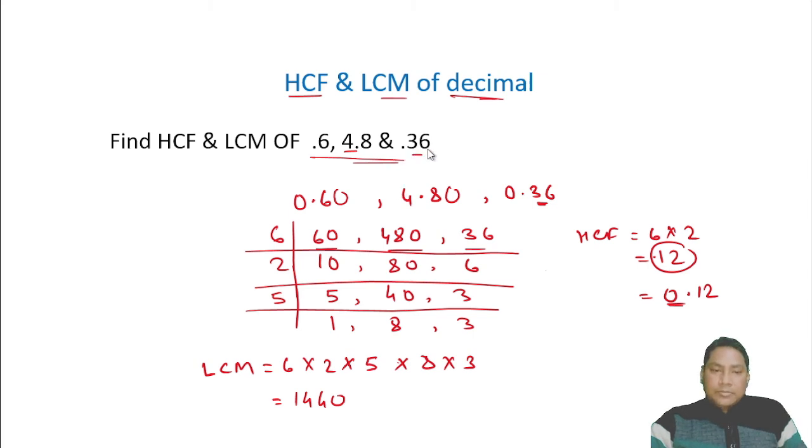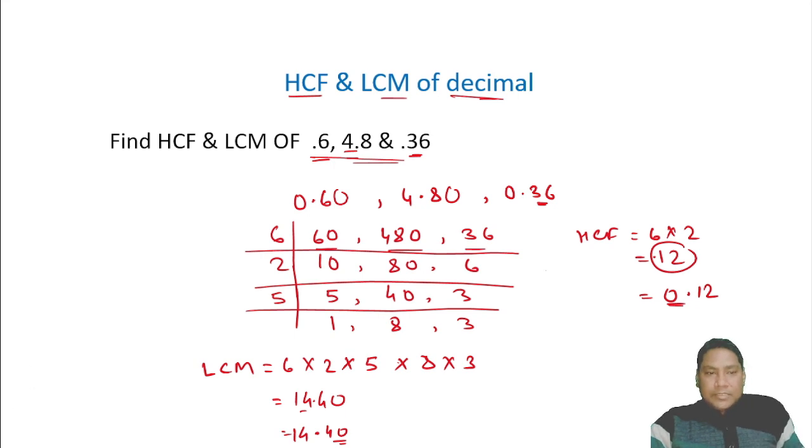It was a maximum of 2 digits. So from the right-hand side, we will count 2 positions, that is here. The LCM will become 14.40. 14.40 is the LCM of 0.6, 4.8 and 0.36. So friends, this is the method to take out the HCF and LCM of decimals.